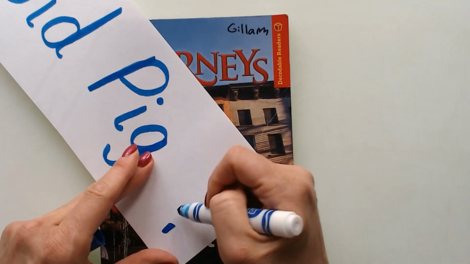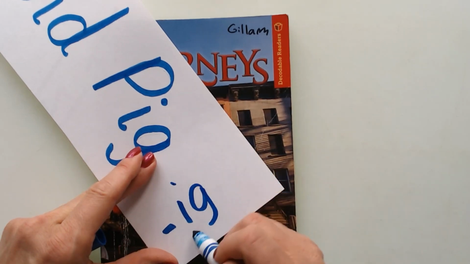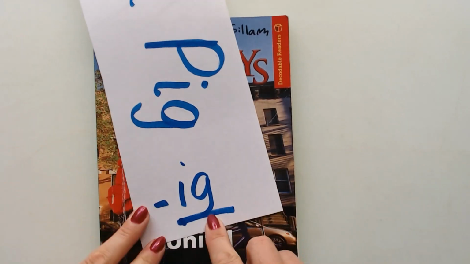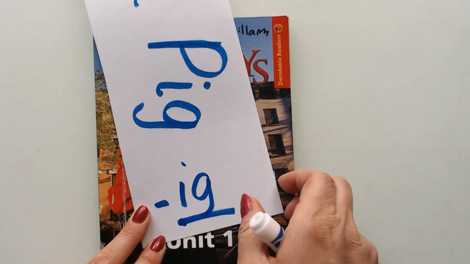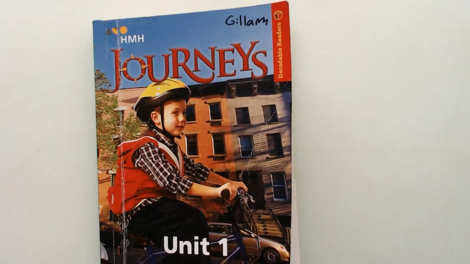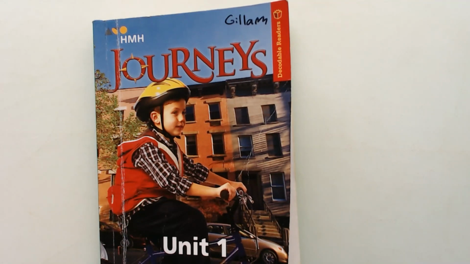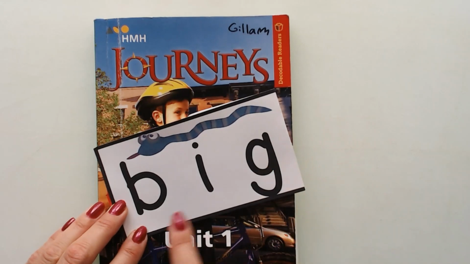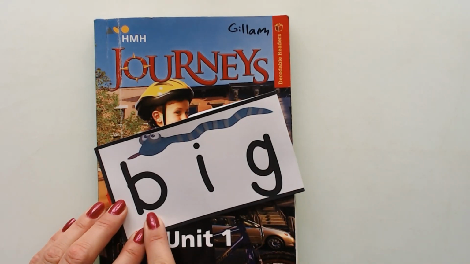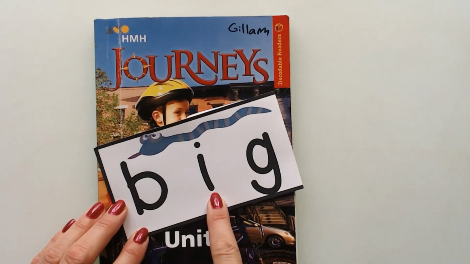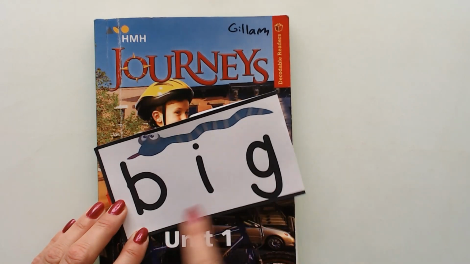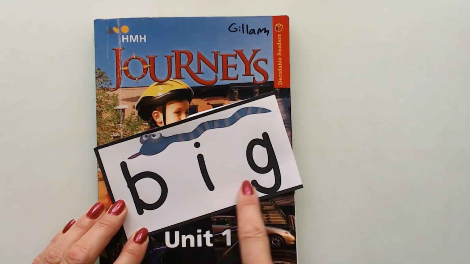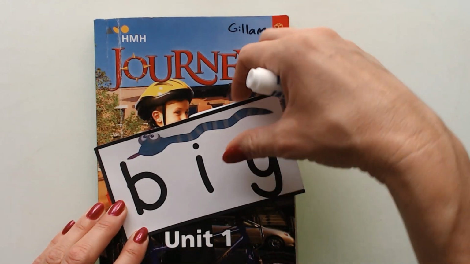The ig family. So they end with IG, but the beginning sound is different. So we're going to practice some words that are in the ig family, and I want you to blend these sounds. Ready? B. Ig. What word do you get when you blend them? B-ig. Big. Correct.